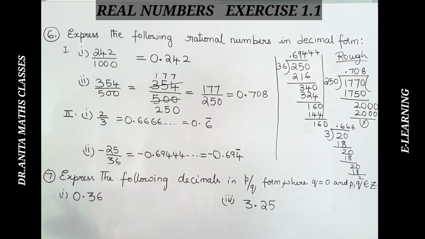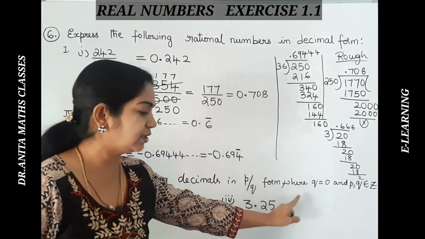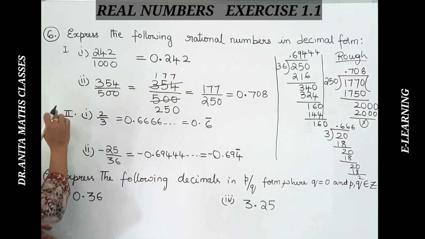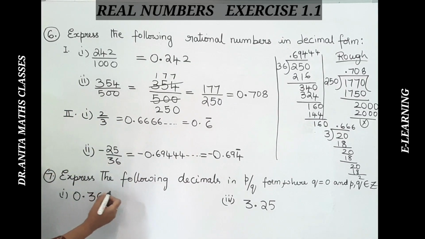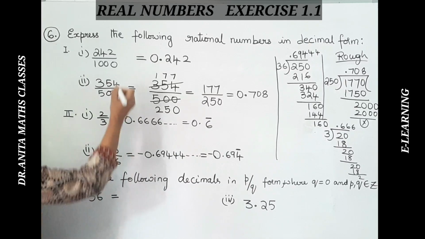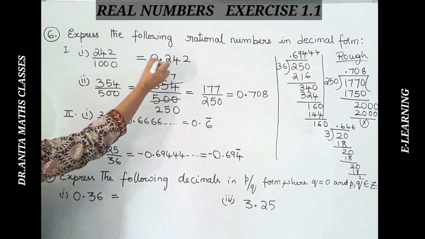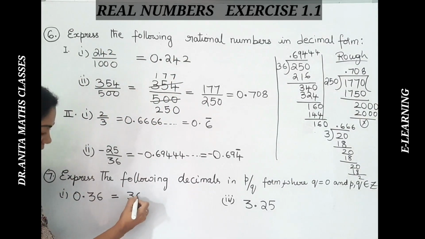Now moving on to the 7th question. Express the following decimals in p by q form where q is not equal to 0 and p, q belong to Z. Okay, so here is the reverse of the previous question. Here the decimal is given, we have to change it into p by q form, that is a rational number. First, how did we place the decimal point? When there are 3 zeros, we placed the decimal point after 3. Now we can remove this decimal point.